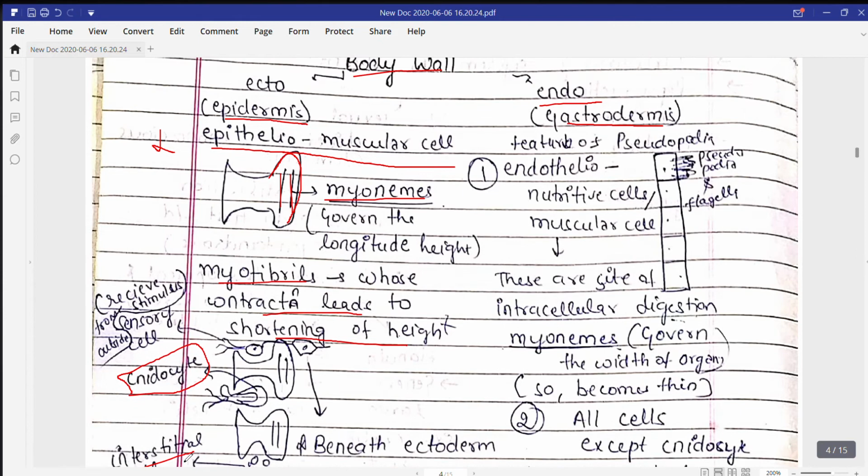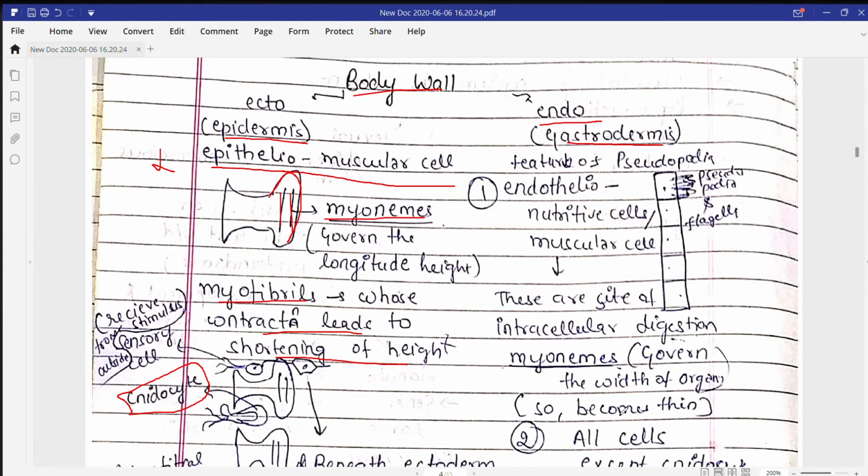Moving to the endodermis. The endodermis is basically the same as the epidermis. The cells found in the epidermis are also found in the endodermis, except cnidocytes. First are the endothelial-nutritive cells, or endothelial-muscular cells. These provide the site for intracellular digestion.